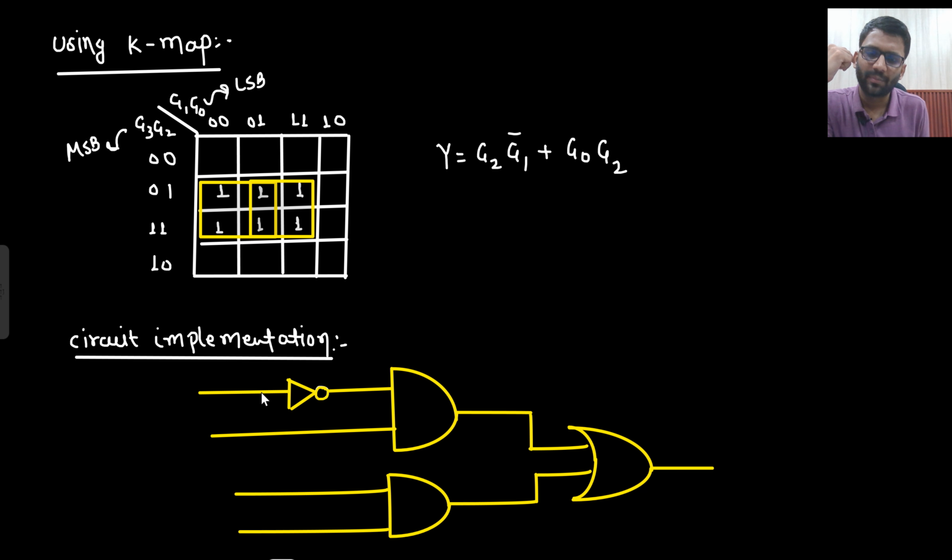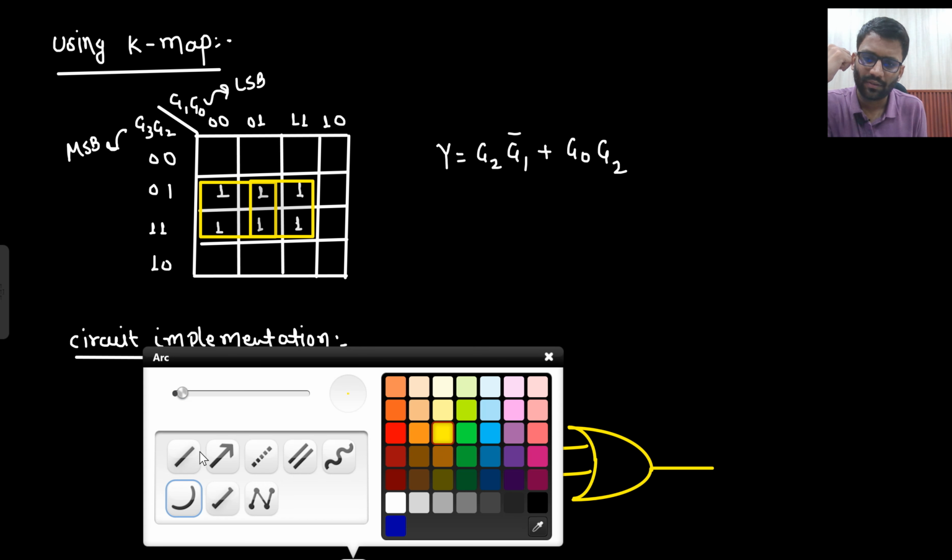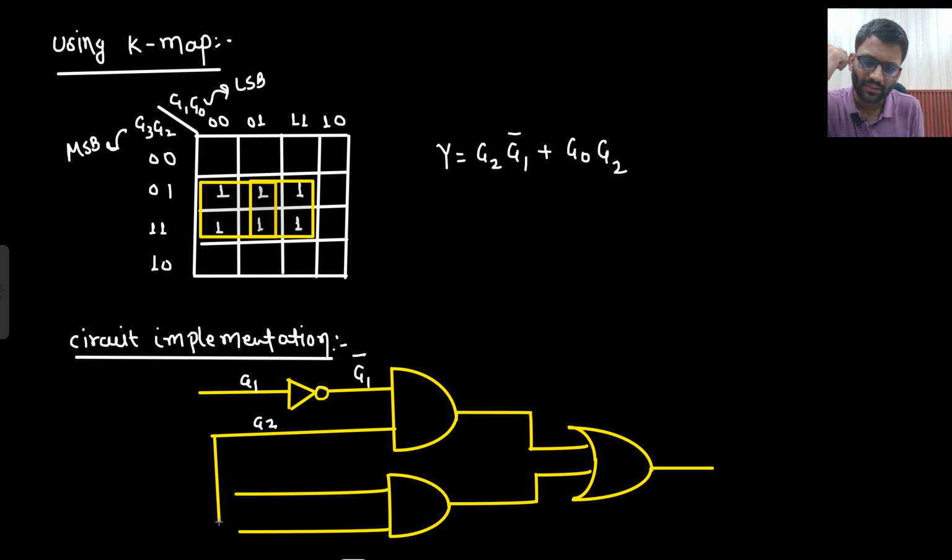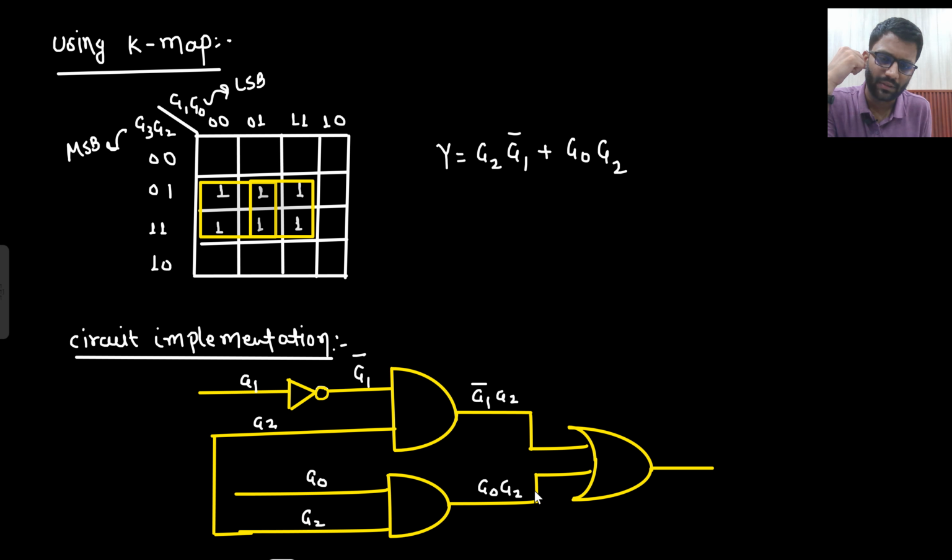Okay, so this input is G1, so here you will get G1 bar. This input is G2, which is same as this input, so you can connect both of them together. So G2 will come here as well, and this input will be G naught. Here you will get G1 bar into G2, and this will be G naught G2, and if you add them up, this will be your output, G1 bar G2 plus G naught G2.